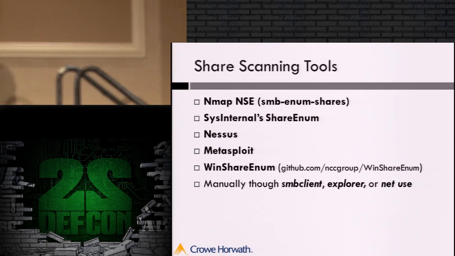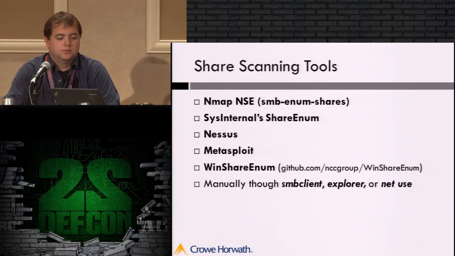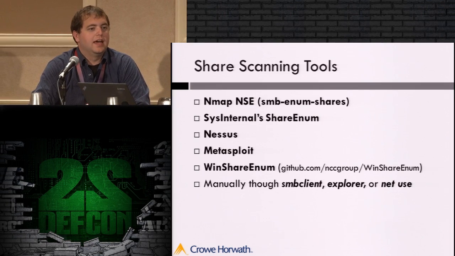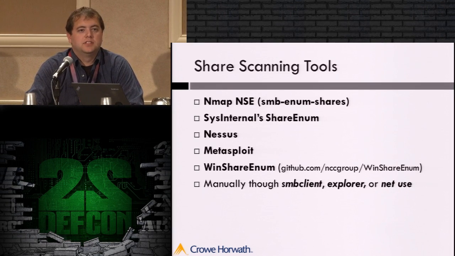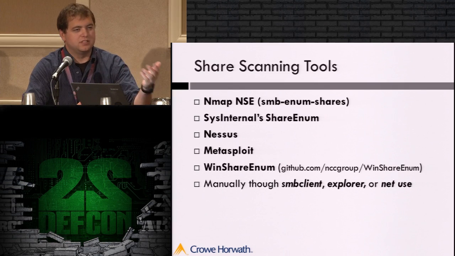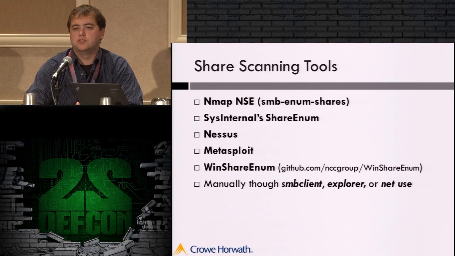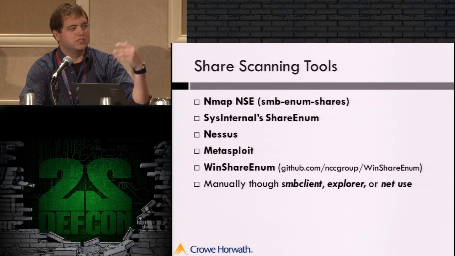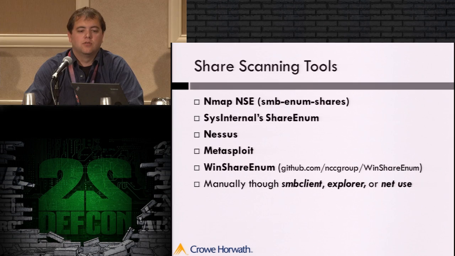So before we started writing this tool, these are the tools, with the exception of ShareEnum, that we kind of had access to. Nmap obviously has the NSE script. They've been working on the authentication piece. We had some trouble with that. But besides that, it's fast. It gives you the default permissions for that share. It tries to upload a file to see if you can write to it, lets you know if you can read it, prints it out in a nice format that you can then go through and parse.